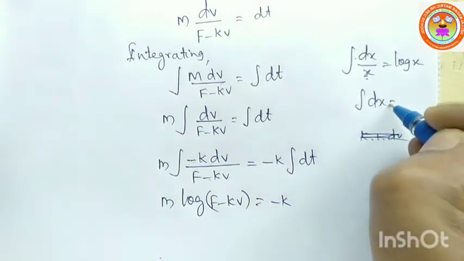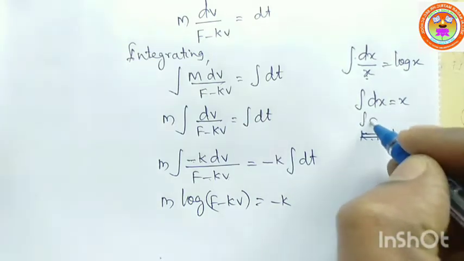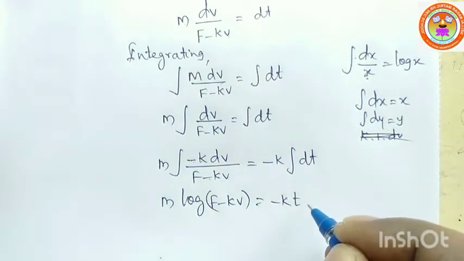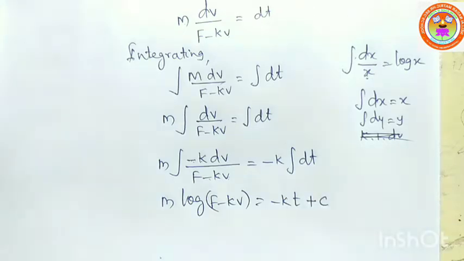Integral of dx is x. Integral of dy is y. So integral of dt is t. Then after integrating, we have to apply one constant. The reason is, integral of x raised to n dx is x raised to n plus 1 by n plus 1 plus c. Integral of cos x is sin x plus c. Integral of e power ax is e power ax by a plus c. So after integrating, we have to apply one constant term.